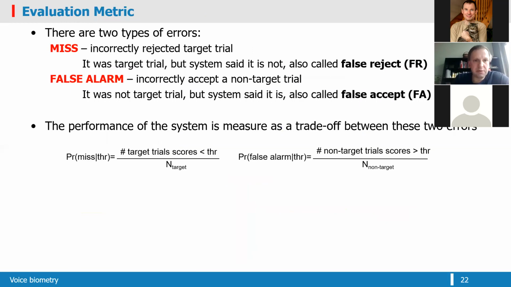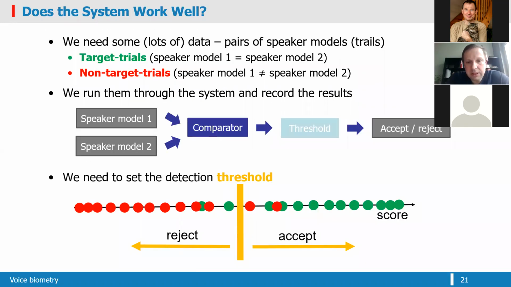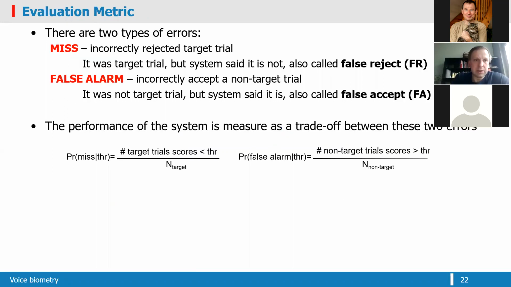So after that, we basically have a threshold, and we can evaluate errors. The errors are that the system says it's not the same speaker, but it is the same speaker, this is a miss, or the system says it is the same speaker, but it was not, so it's a false alarm.